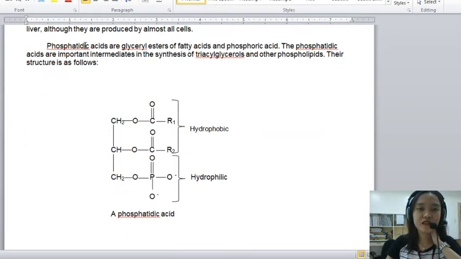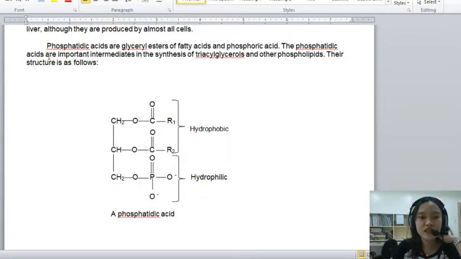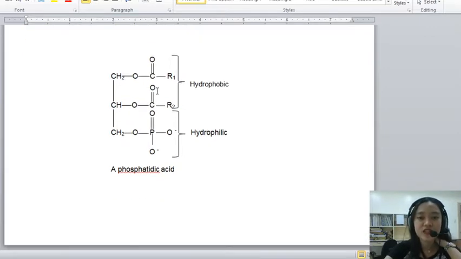Okay, so phosphatidic acids are glyceryl esters of fatty acids and phosphoric acid. A combination of your fatty acid and phosphoric acid will form phosphatidic acid. Your phosphatidic acid is an important intermediate in the synthesis of triacylglycerols and other phospholipids. So this is just a brief overview in class. It only shows the structure of phosphatidic acid. What is the function of phosphatidic acids? Intermediate in the synthesis of triacylglycerols and other phospholipids. So this is its structure.